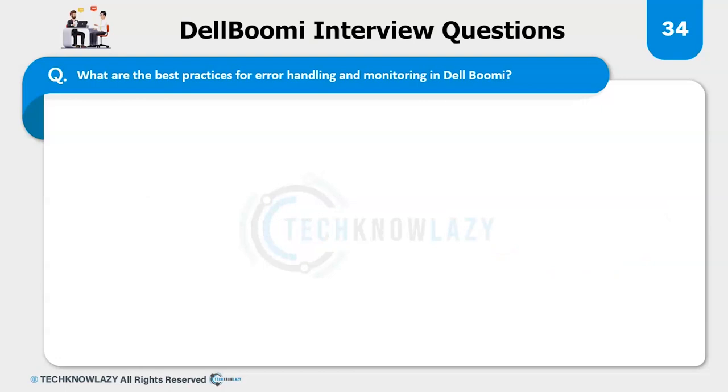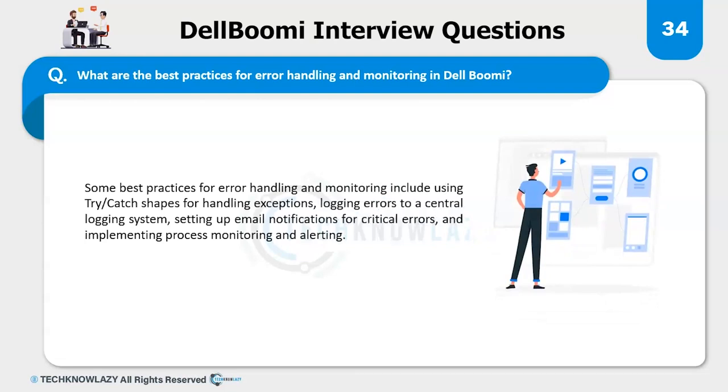Now, 34th question. What are the best practices for error handling and monitoring in Dell Boomi? The answer is some best practices for error handling and monitoring include using try-catch shapes for handling exceptions, logging errors to a central logging system, setting up email notifications for critical errors, and implementing process monitoring and alerting.